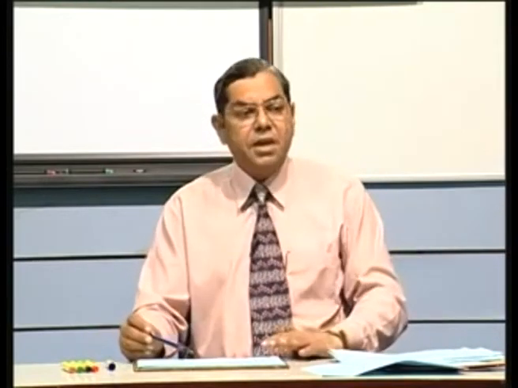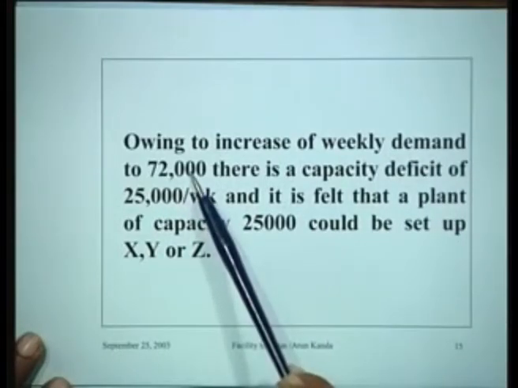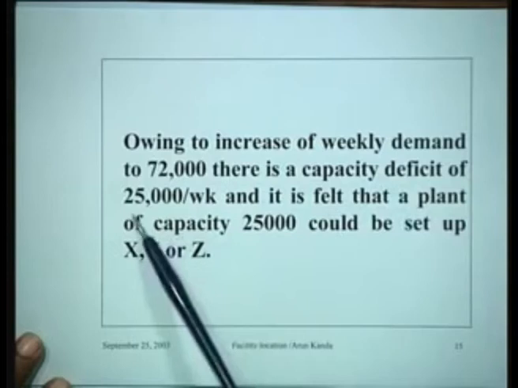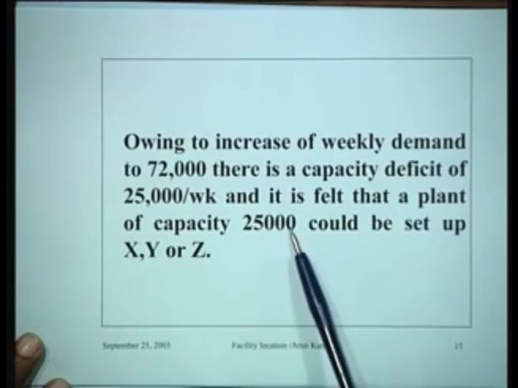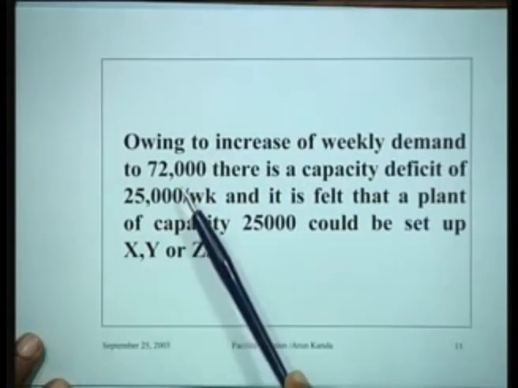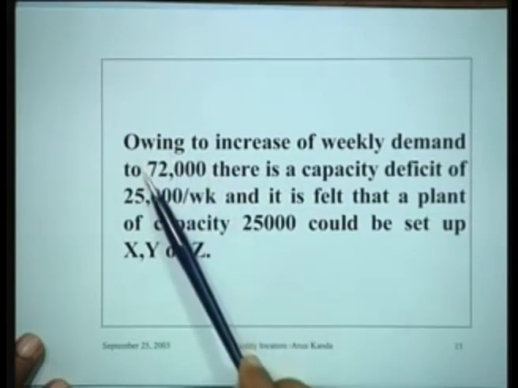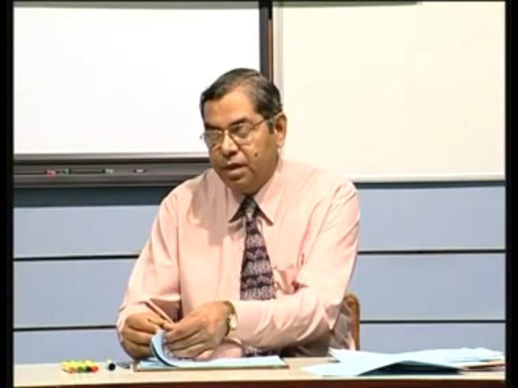Basically, the conditions which have triggered this are that owing to the increase of weekly demand to 72,000, there is a capacity deficit of 25,000 per week, and it is felt that a plant of capacity 25,000 could be set up at either X or Y or Z. That's the whole analysis. So the increased demand is here, and now we know that an additional plant with this capacity has to be set up at X, Y, or Z, and all that we are interested in doing at the moment is finding out what would be the optimal decision.